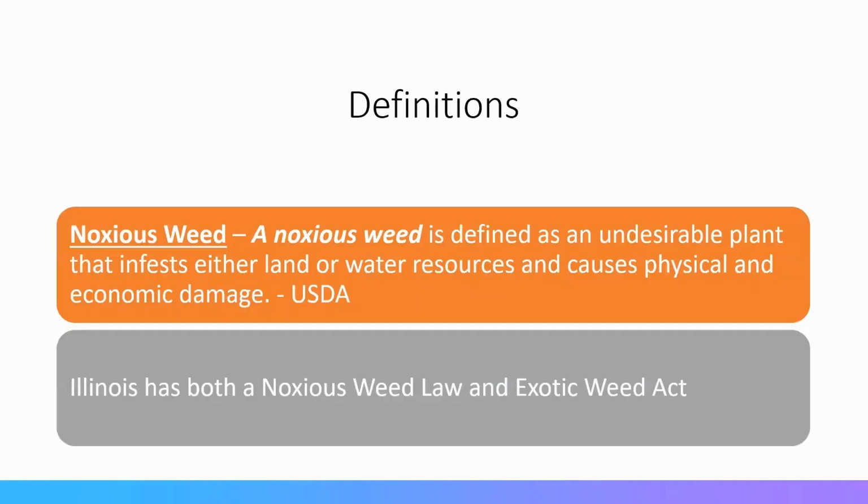When it comes to definitions, we also have to mention that there is a noxious weed law. It's on the books for the state of Illinois and the federal government. It's a very similar circumstance, but noxious weeds are different from the Exotic Weed Act or the Illinois invasive species listing. Noxious weeds are weeds that are undesirable. These could be native plants. Native or non-native does not matter. Basically, they are causing physical or economic damage to our land or water resources.